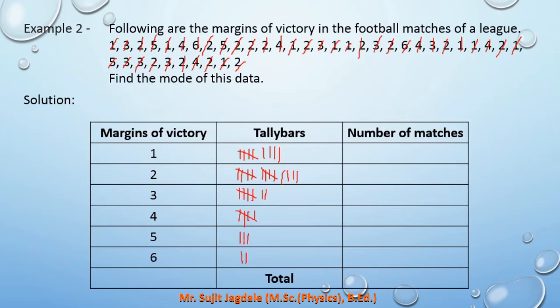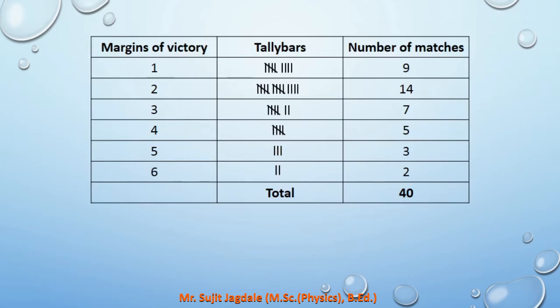Now count the number of tally marks in front of the margins of victory. So how many total tally marks are there for margin of victory 1? 9. Then for 2, 14. Then 3, 7. 4 is 5, 5 is 3 and 6 is 2. So we have just completed the table.